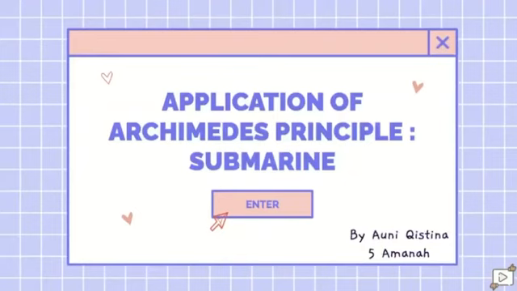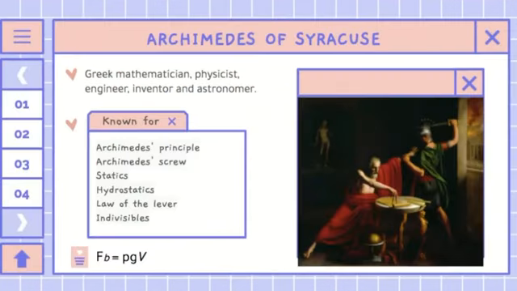So today I'm going to talk about application of Archimedes' principle for submarine. Before we start, let me tell you about Archimedes. Who is Archimedes? Archimedes of Syracuse was a great mathematician, physicist, engineer, inventor, and astronomer. He is considered to be the greatest mathematician of ancient history and one of the greatest of all time. He is known for Archimedes' principle, Archimedes' screw, statics, hydrostatic, law of the lever, and indivisible.